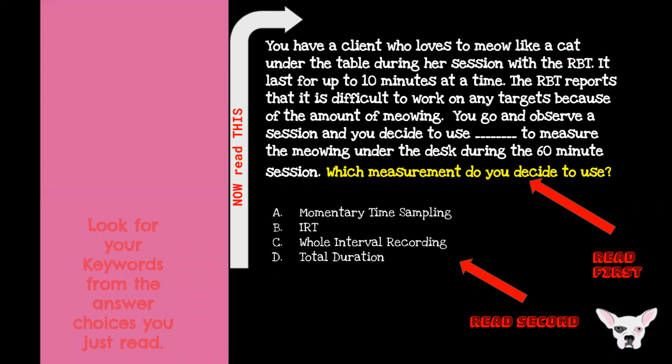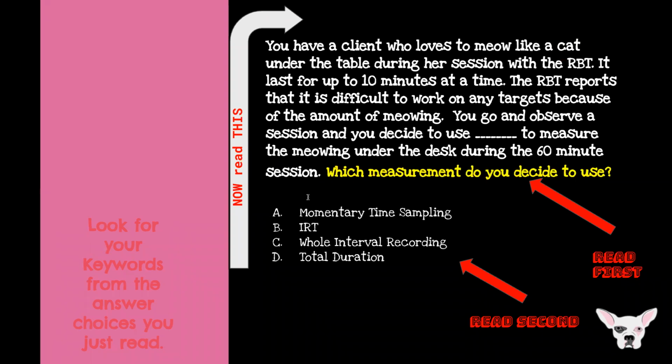So this is where I start getting nervous. That's okay, good. If you could do it with us staring at you. Yeah, seriously. So I would look at it and say, okay, go to observe, decide to use meowing during the 60-minute sessions. I would start going between whole interval recording and momentary time sampling. I would take out momentary because it doesn't say anything about the classroom being busy or not having enough time to really observe everything. And then I would go back to whole interval recording and I would probably pick that one.